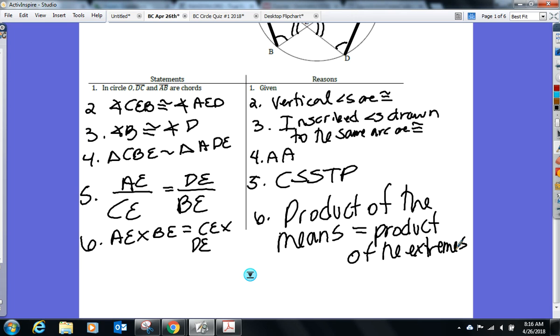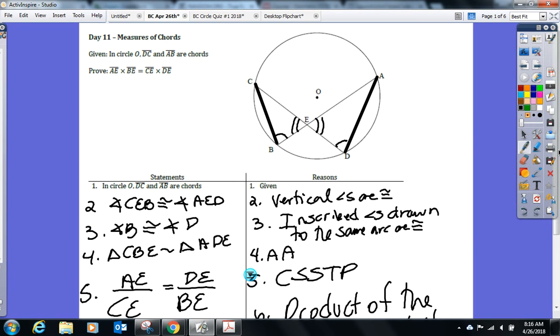Okay, I didn't want you to just do a random proof because, hey, why don't we just do a proof to start off the day? What are CD and AB in the circle? They're chords. And when they intersect, you guys know how to find the angles, but now we're going to actually talk about how to find the lengths of the chords.